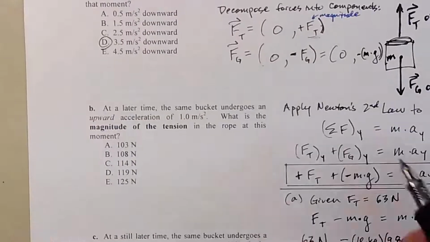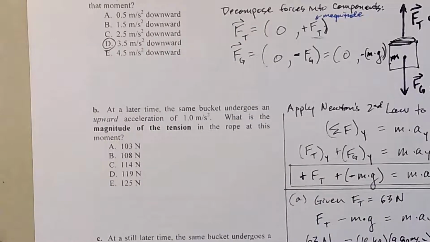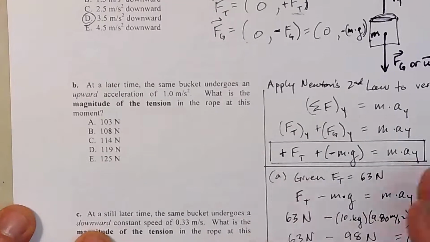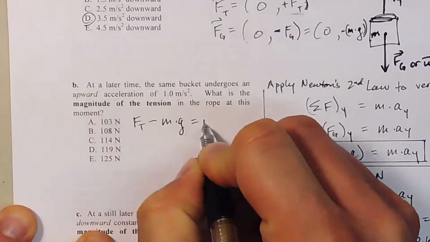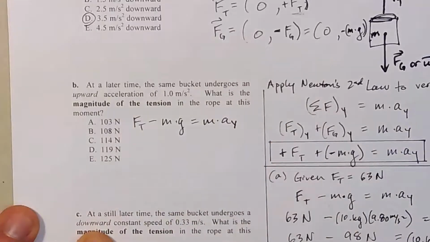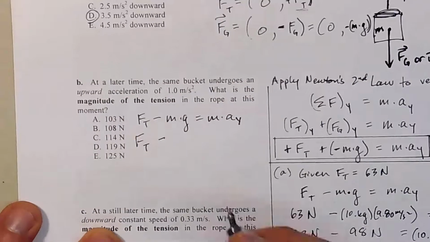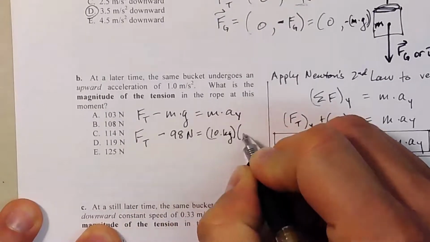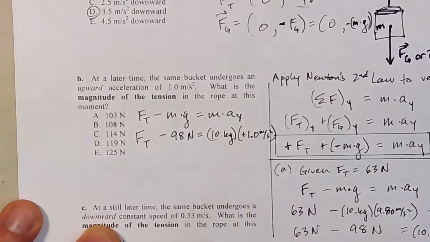Okay, so let's use the same equation again. I'm going to put a little wall here, so I don't confuse the math too much. Nothing's changed about the free body diagram, so we can use it again. Tension minus weight is equal to mass times y component of acceleration. In this case, the tension's the unknown. I've already calculated the weight down below. It was 98 newtons, so I'm just going to recycle that information here. It's equal to 10 kilograms times 1 meters per second squared in the upward direction, so it's a positive y component.